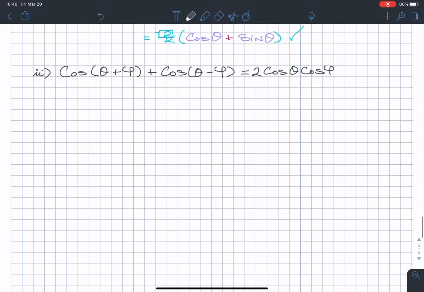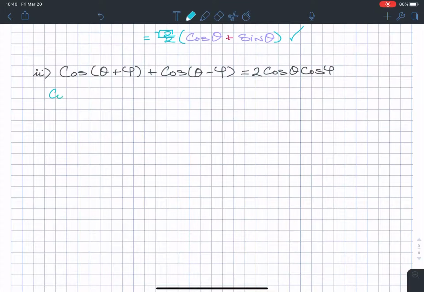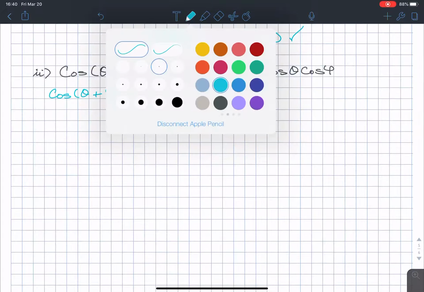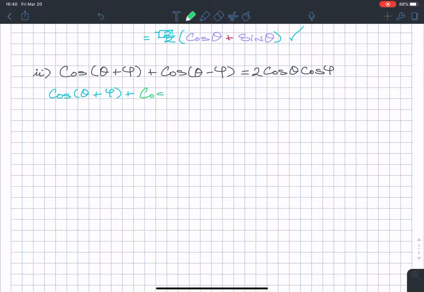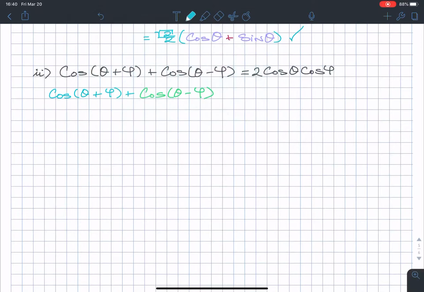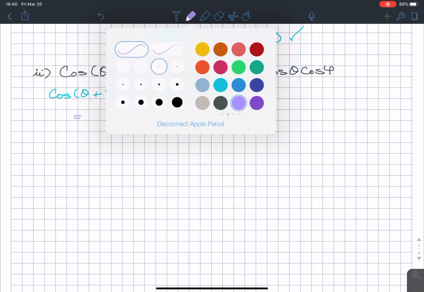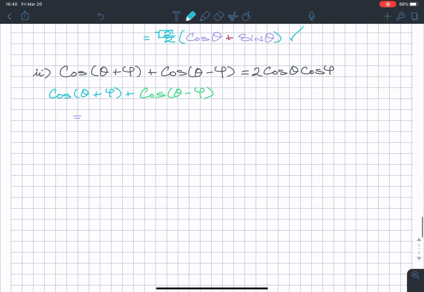Okay, so I'm going to start on the left. I'm going to write this as cosine of the quantity theta plus phi plus cosine of the quantity theta minus phi, and I'm going to set this equal to... let me do that in purple. Now I'm not going to break up each one like I have before.